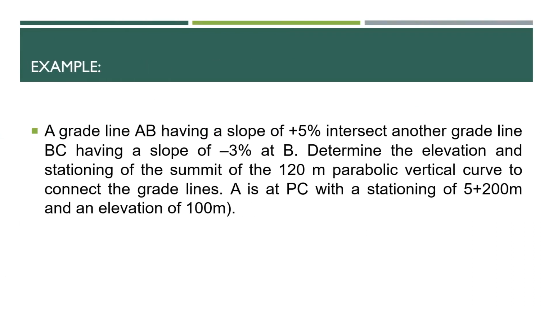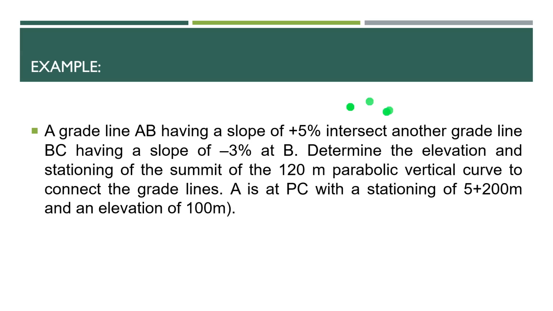So let's now start answering some sample problems. A grade line AB having a slope of positive 5% intersects another grade line BC having a slope of negative 3% at B. Determine the elevation and stationing of the summit of the 120-meter parabolic vertical curve to connect the grade lines. A is at PC with a stationing of 5 plus 200 meters and an elevation of 100 meters.